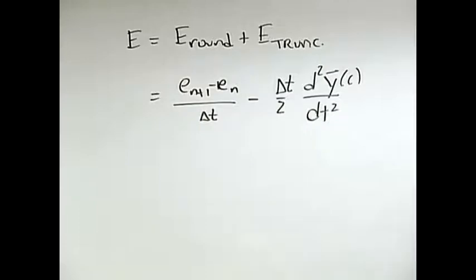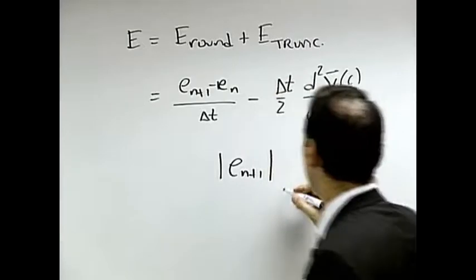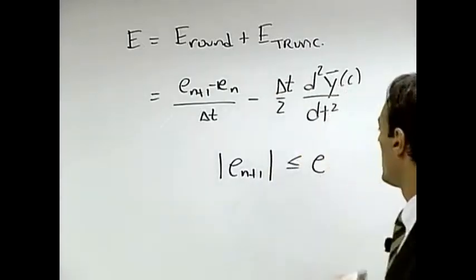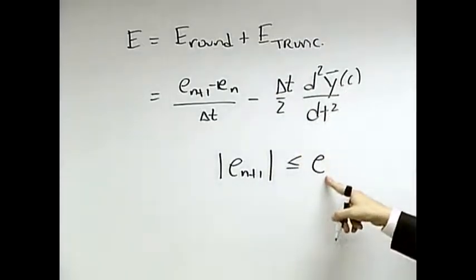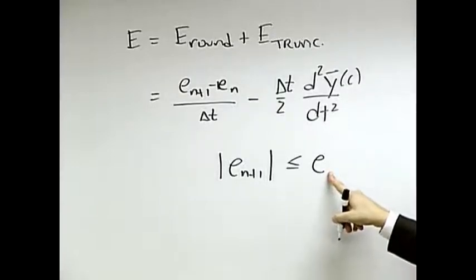Two portions make up the error. So now what I'm trying to do is get a bound on this error. I'm going to try to see how big can this error actually get. So what I'll say is, the biggest that this thing can get, it's less than or equal to some epsilon. This is numerical precision, it's the precision of the machine precision, 10 to the minus 16 or so.